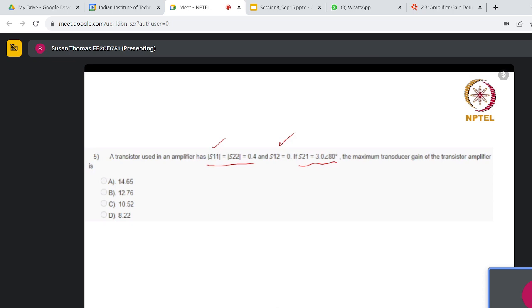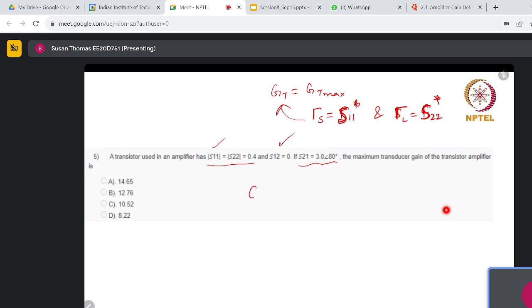So the maximum transducer gain, when will GT become GT max? Only when gamma S is S11 conjugate and gamma L is S22 conjugate. In this condition, the transducer gain becomes maximum.